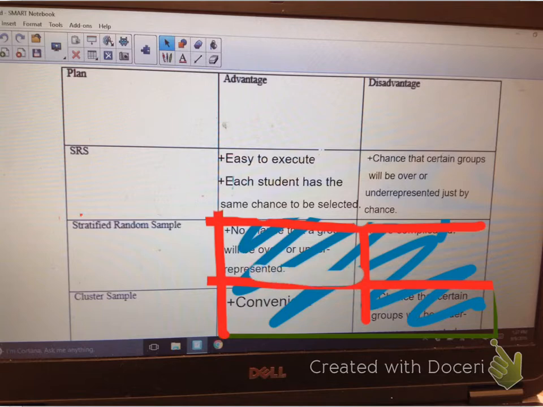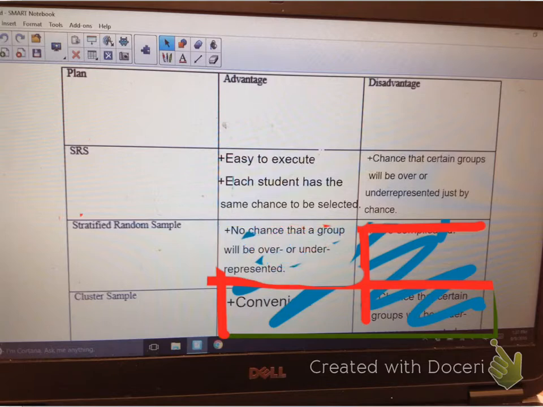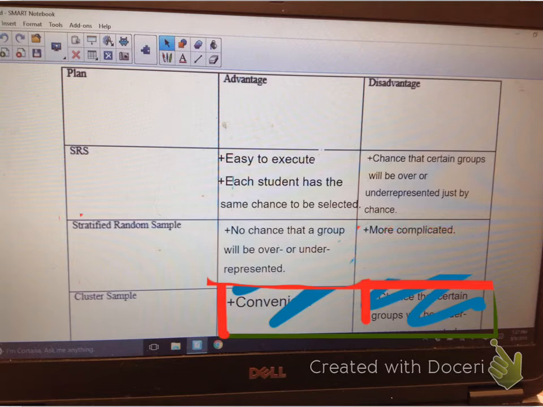The next is a stratified random sample. The advantage is there's no chance that a group will be over or underrepresented because of those hats. That takes care of it. A disadvantage, though, is it's just more complicated, more time-consuming, and can cost more money.